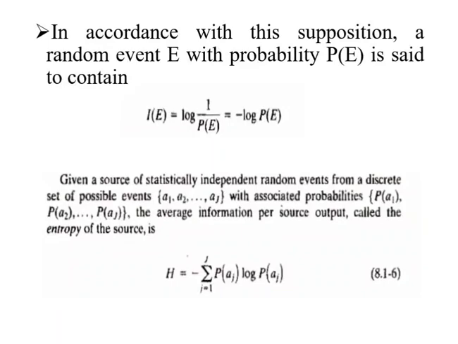A simple example is flipping a coin and communicating the result. Given a source of statistically independent random events from the discrete set of possible events a1, a2, up to aJ with associated probabilities P(a1), P(a2), up to P(aJ), the average information per source output, called the entropy of the source, is H equal to minus the summation of j equal to 1 to J of P(aj) log P(aj). The aj's in this equation are called source symbols. Because they are statistically independent, the source itself is called a zero memory source.